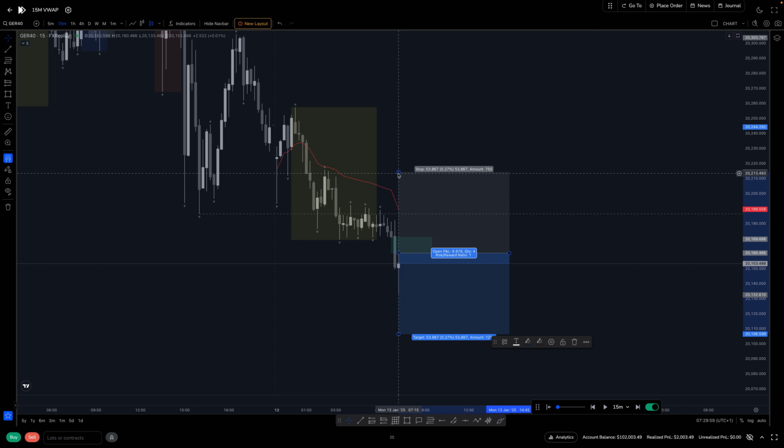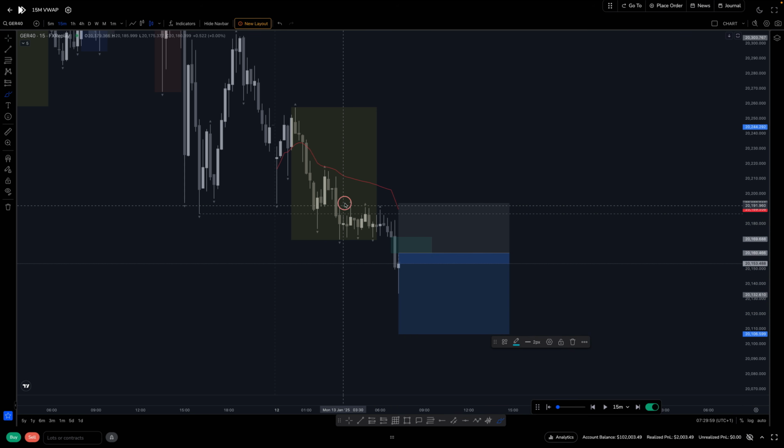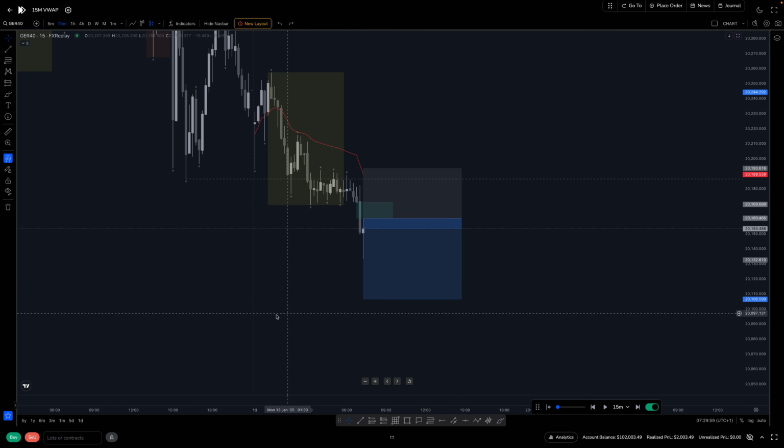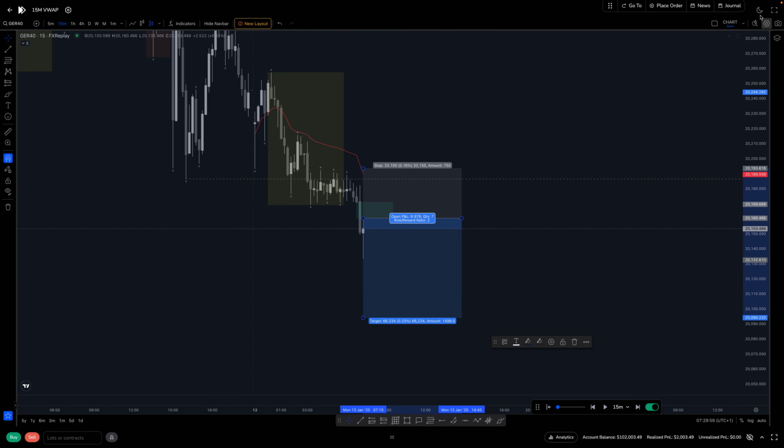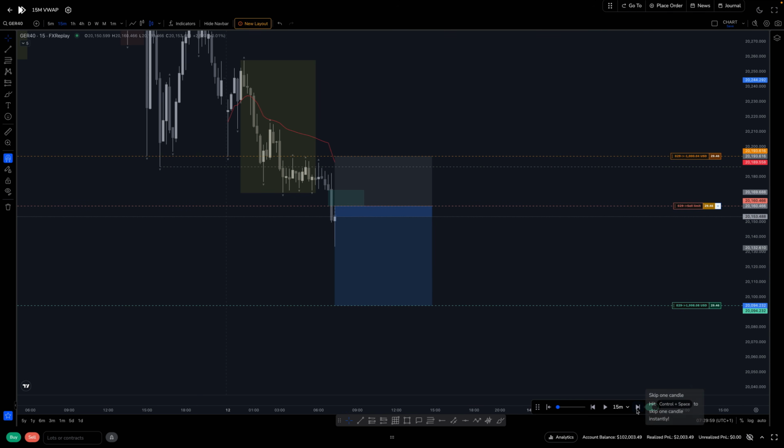Place my order there, and then my stop loss is going to go above the VWAP here and also above these 3 prominent swing highs. So I'll look to take this down to around 2R, and let's see what happens.